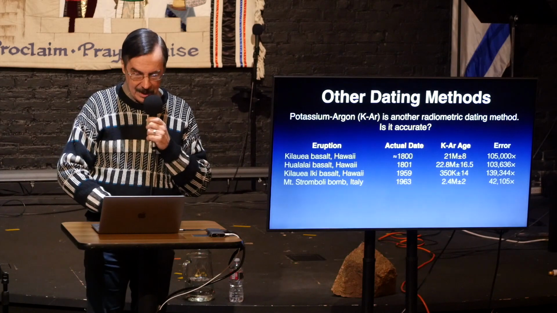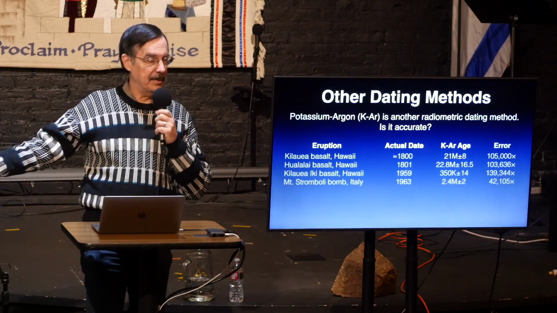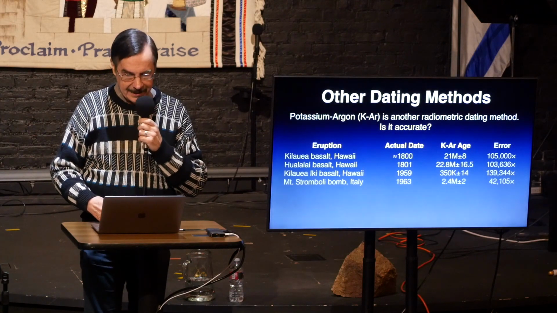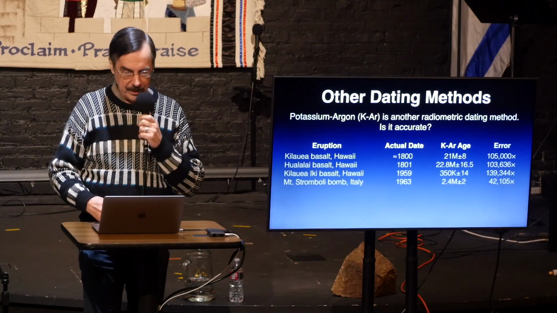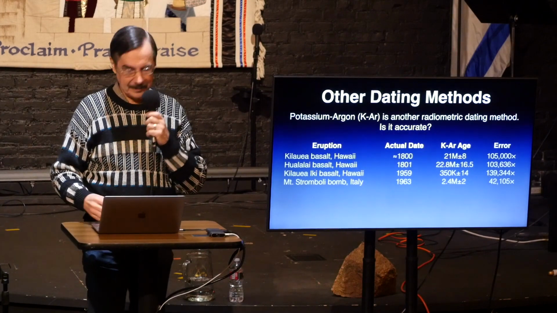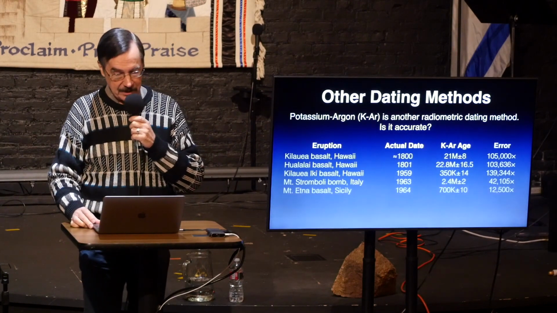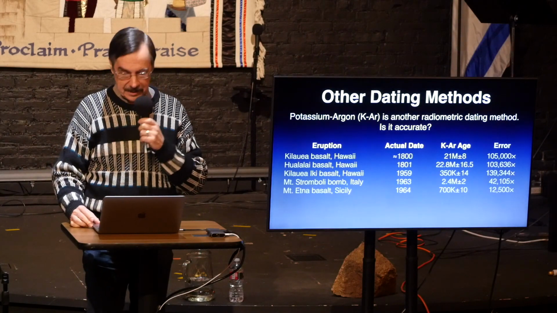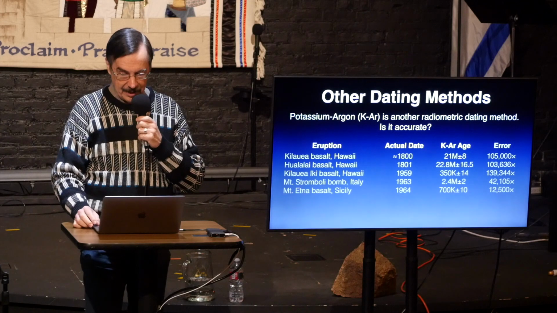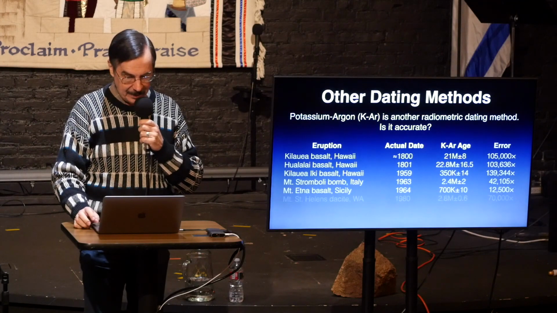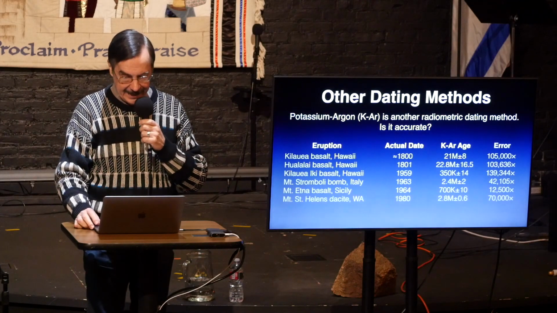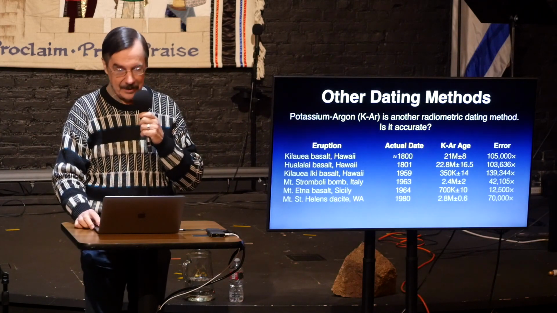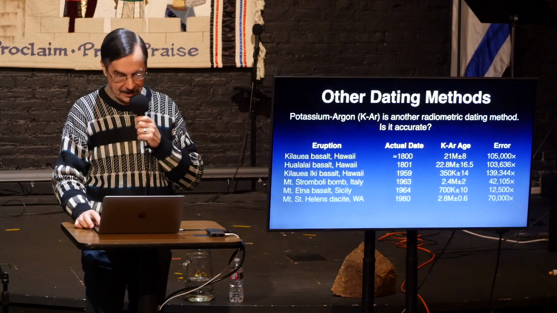Mount Stromboli, a bomb is a lump of magma that flies out of a volcano. It happened in 1963. It was measured at 2.4 million years old. Mount Etna basalt happened in 1964. We have pictures of it, and it was measured at 700,000 years old. Mount St. Helens, 1980. It measured 2.8 million years old. 70,000 times too large of an answer.